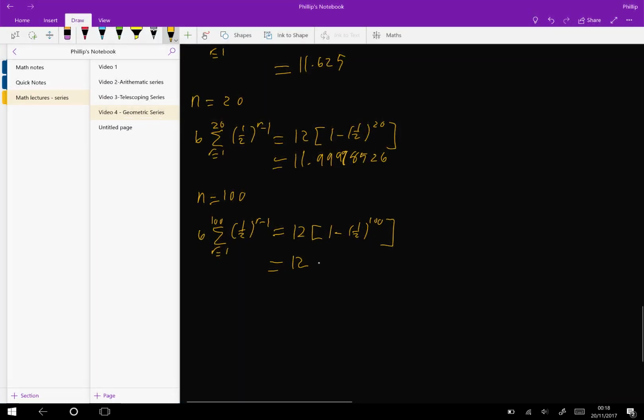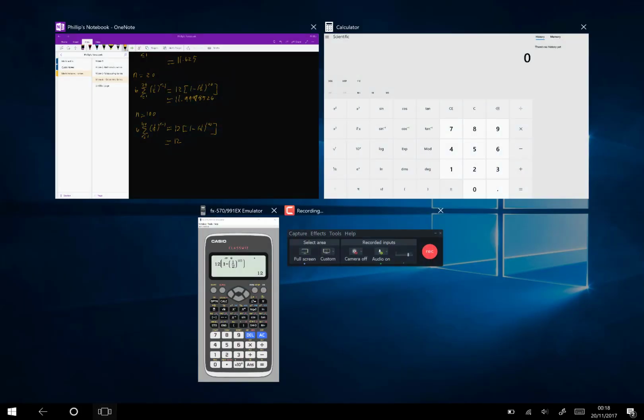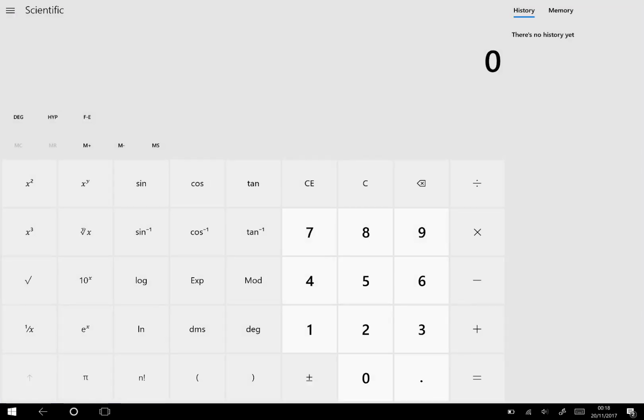Plus, minus. So 1 minus. So let's just do 0.5. 1 minus 0.5 to the 100. Oh, it mustn't have multiplied it by 12, I think. So 1 minus, yeah, bear with me, I know what happened.